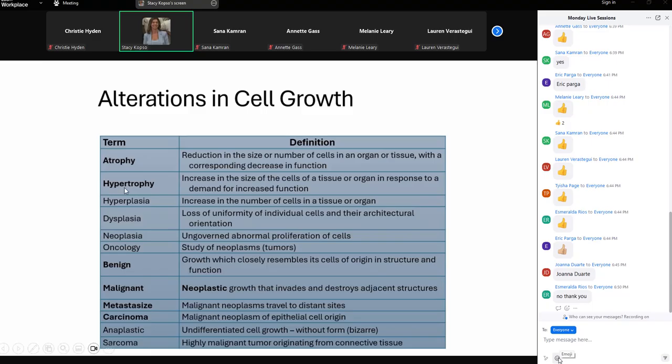Hypertrophy right away, that's an increase. So that's if there's an increase in the size for demand function, like when the heart, an enlarged heart, because it's working too hard.